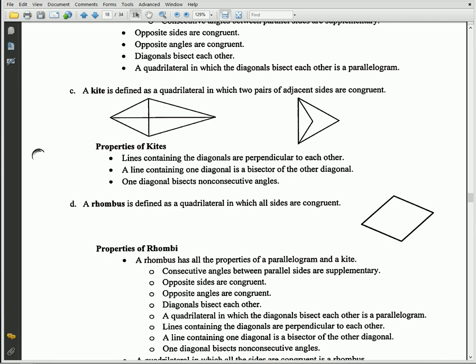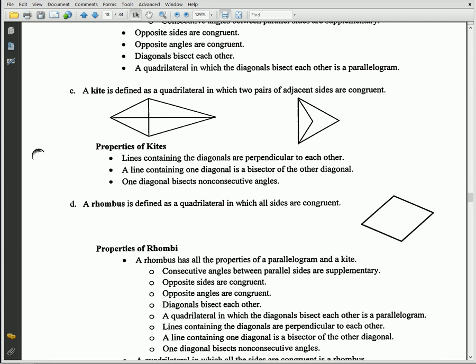A kite is defined to be a quadrilateral with two pairs of adjacent sides congruent. Now, I've given you two different pictures of a kite. I've also drawn in the diagonal for the first one. I've drawn in both diagonals. For the second one, I've only drawn one diagonal.